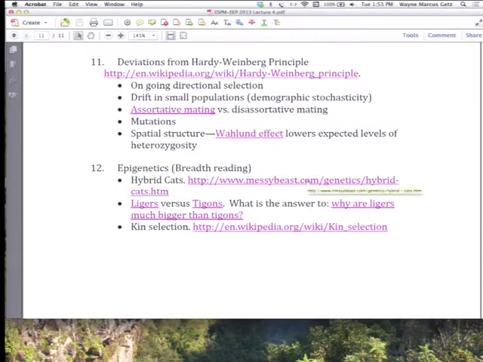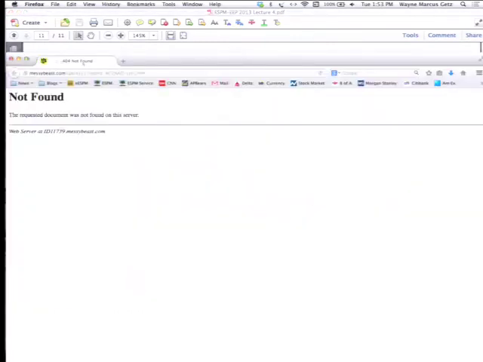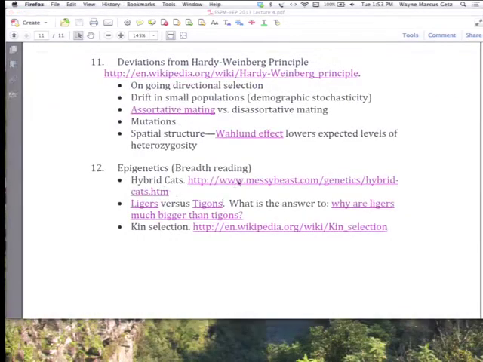And before we go on, throughout history, humans have... Why is it not there? I just checked it and it was there. Hybrid cats. They're all these... Wow. I don't know why this is not coming up.